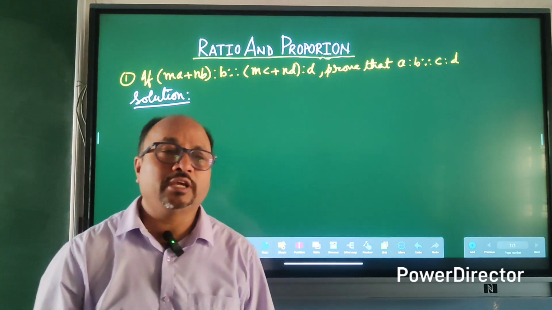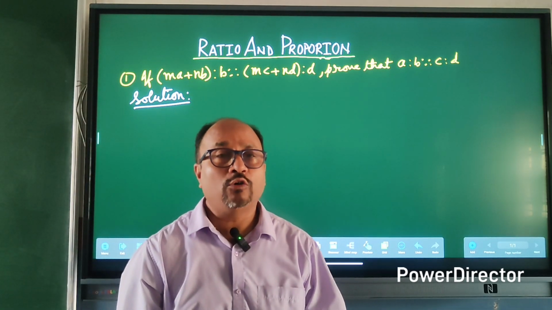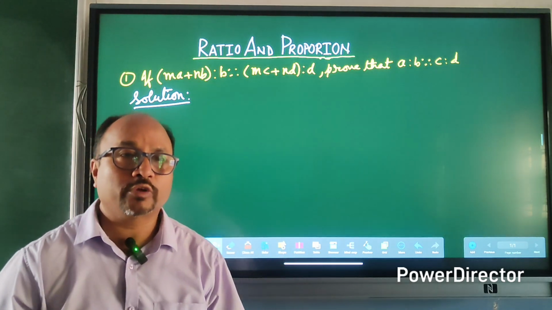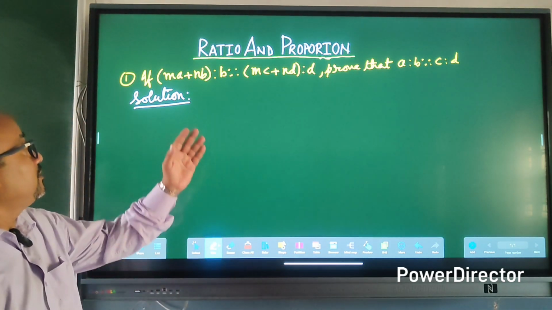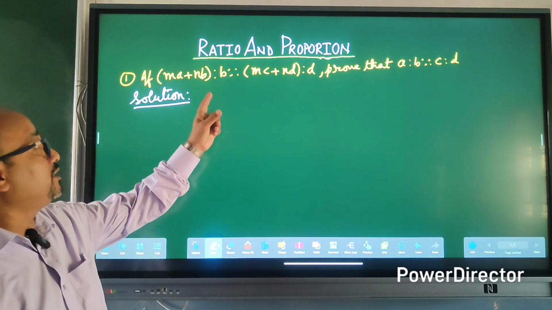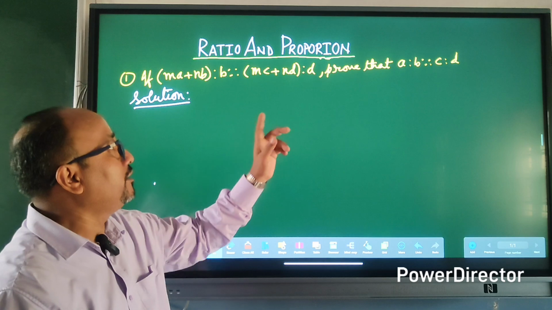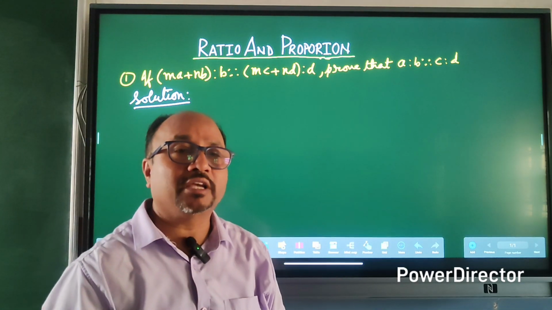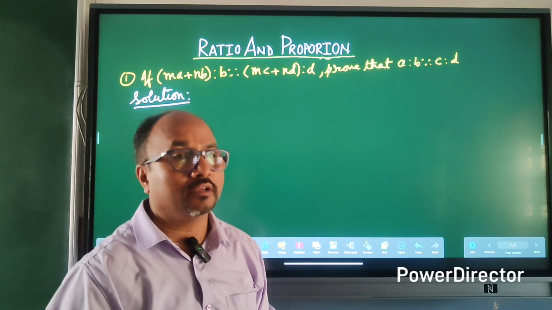Now let us go to see the application of all that has been done, how to apply them in the sums. To explain those applications, I have taken a sum which says if (ma + nb) / b is proportional to (mc + nd) / d, we have to prove that a, b, c, d are in proportion, meaning a is to b proportional to c is to d.